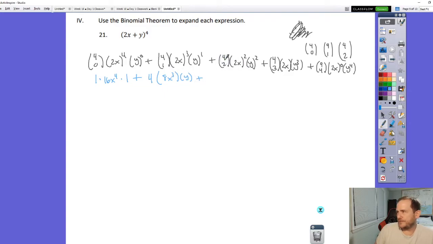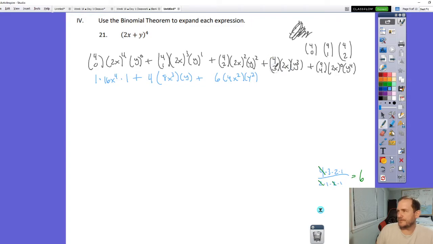Now 4 choose 2 I wouldn't know right off the top of my head. But I could evaluate it easily. 4, 3, 2, 1. It's going to be all over 2 factorial, 2 factorial, 2, 1, 2, 1. So you can pretty quickly watch as a 2 times 2 makes a 4, cancels a 4. 3 times 2 is 6. So this coefficient is 6. Then I get a 4x squared, and I get a y squared.